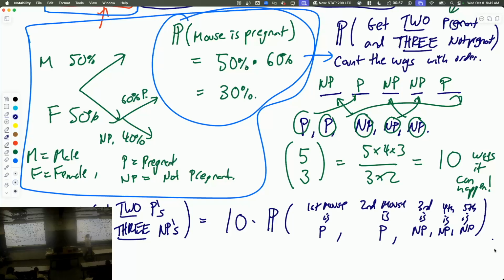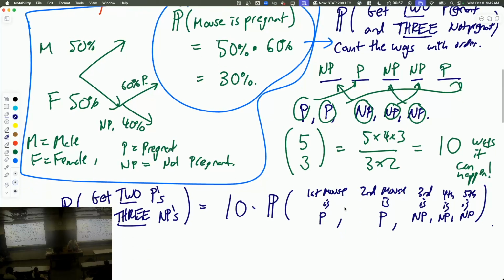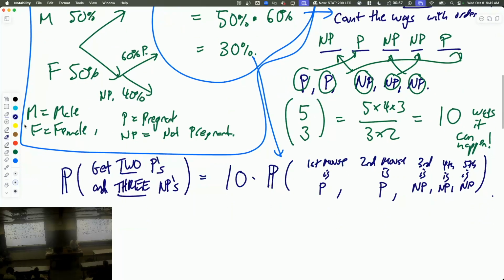So if I want to count up the total probability, it's 10 times the individual probability. And now I have to figure out the probability of this. And this is where we import the fact. So maybe I drew the arrow prematurely. We import the fact. By independence, these things can just get multiplied.